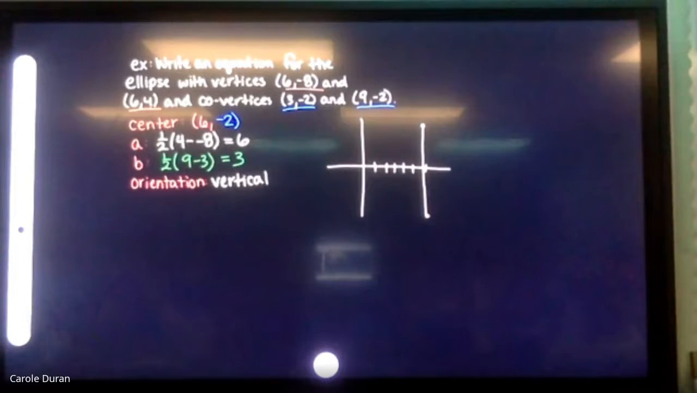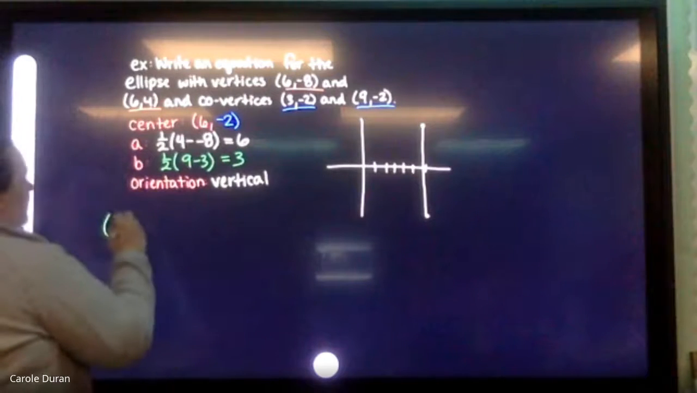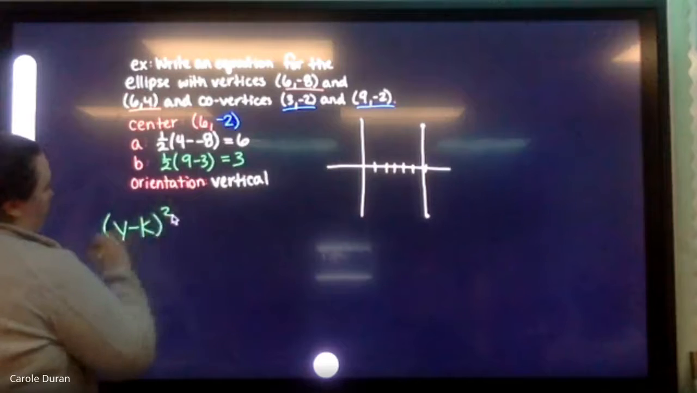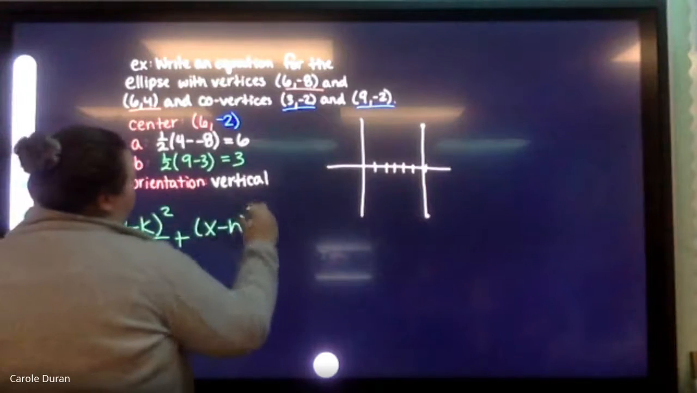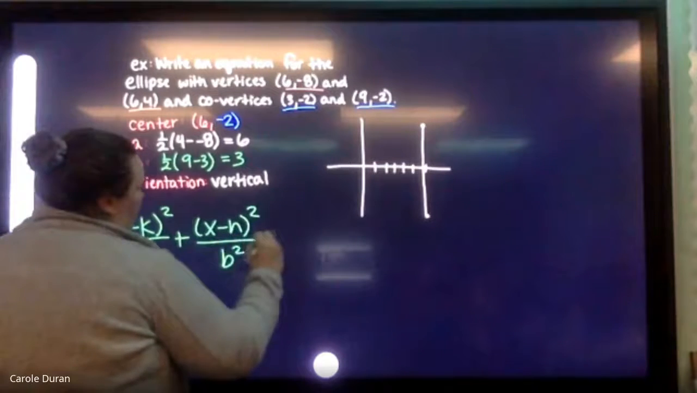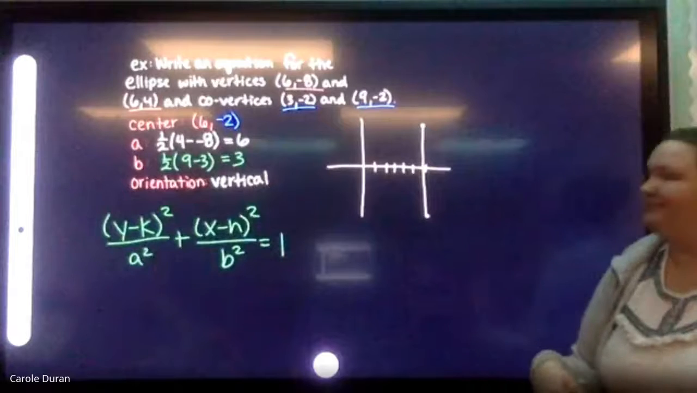Somebody said it right. Because of the chart. Also, which axis runs vertically on a graph? The y. So it makes sense if I have a vertical ellipse, then the y will be above my A. So that means I'm using the equation y minus k squared over a squared plus x minus h squared over b squared equals 1. And I'm going to plug in the h, k, the a, and the b.